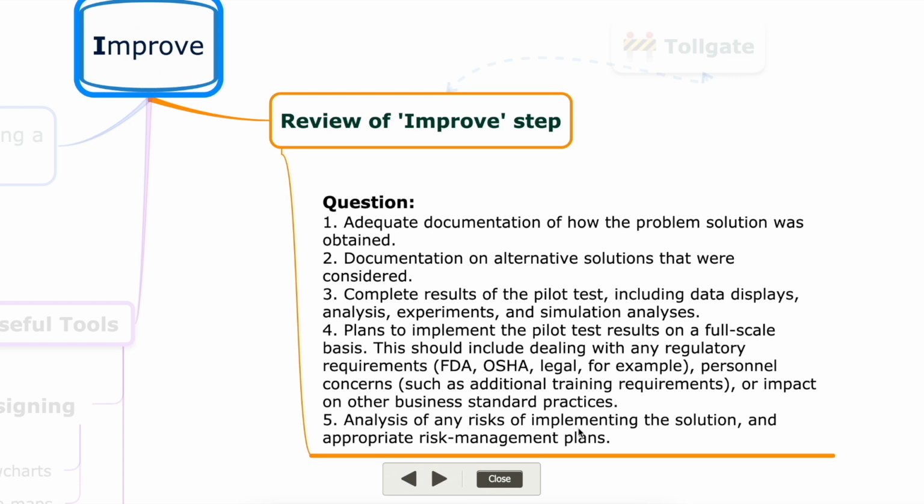And analysis of risks of implementing the solution, and appropriate risk management plans. If there are risks which we can anticipate in this project, then what are the plans to manage those risks, how we can overcome those risks. So all of these things must be included in the improve step before we move towards the last step of the process, which is control.